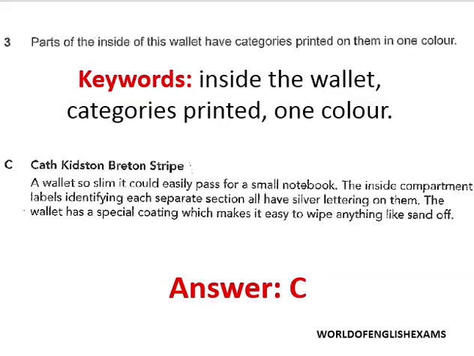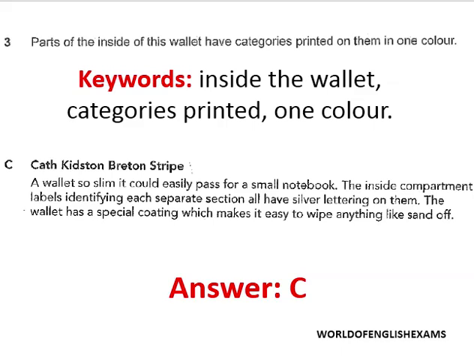Parts of inside this wallet means interior. So inside of this wallet have categories. What is the meaning of categories? So maybe different spaces or compartments printed on them in one color. So here the main element is you need to identify a color in which there are various categories or segments. So here the keywords are inside the wallet, categories are printed in one color. So what is that one color we need to identify?